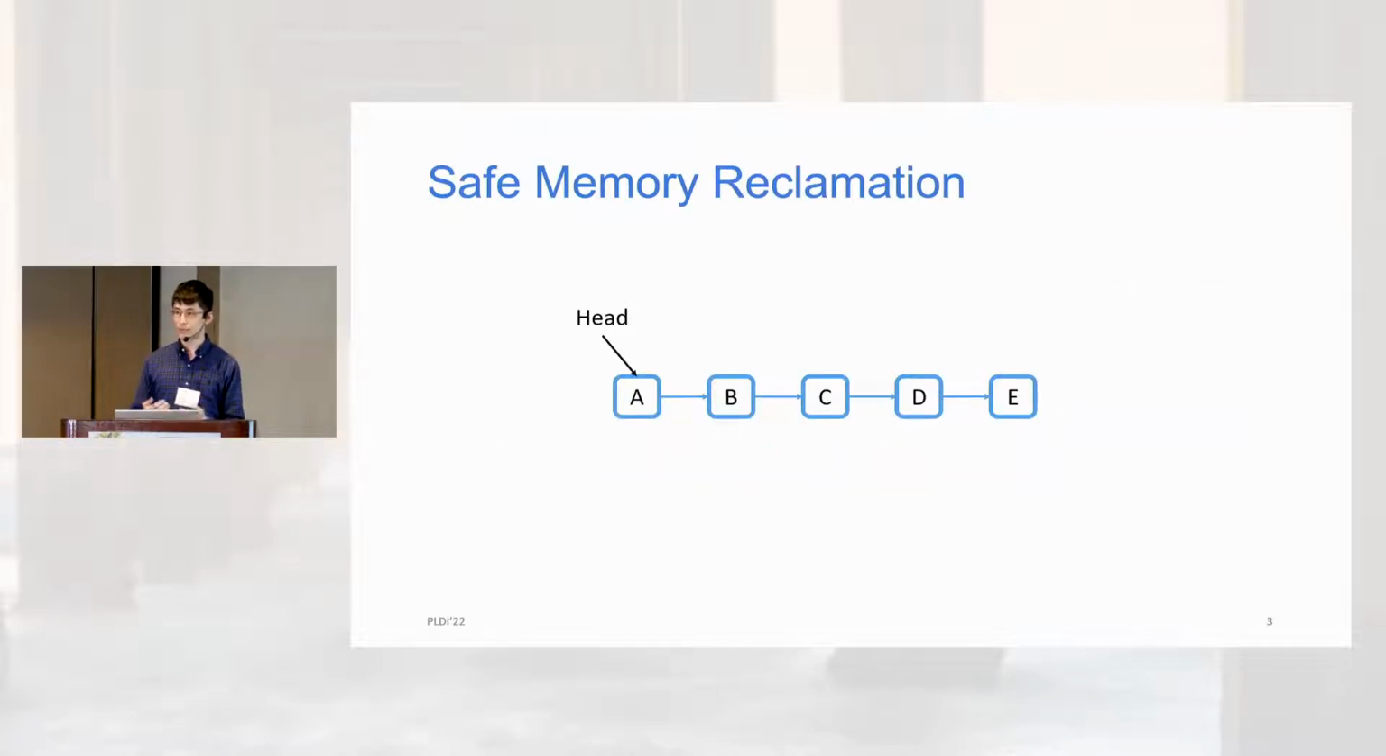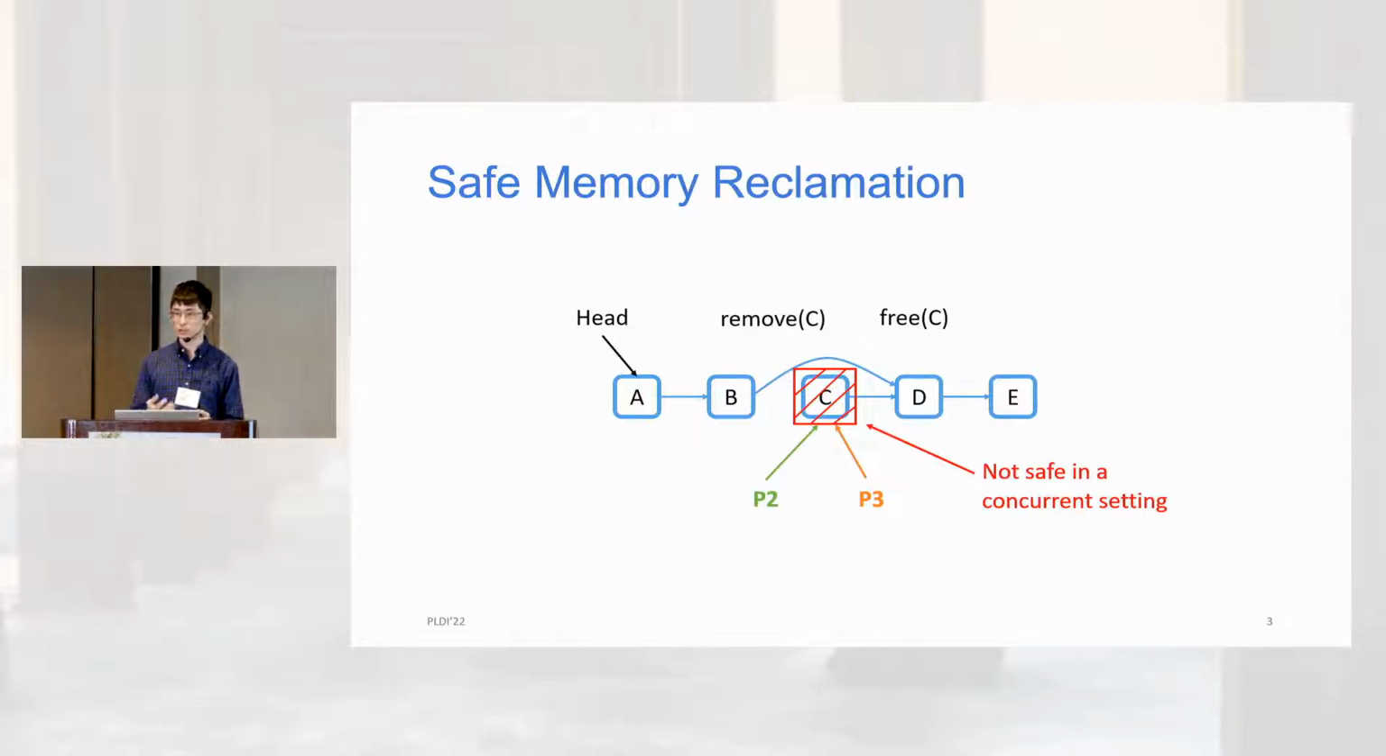So to see an example of what happens, suppose you have a concurrent linked list, and the node C gets removed. In the sequential setting, you can usually free C's memory right away. But in the concurrent setting, there could be other processes that are just about to access it. So you have to sort of detect these other references and wait until they're destroyed before you can free it.